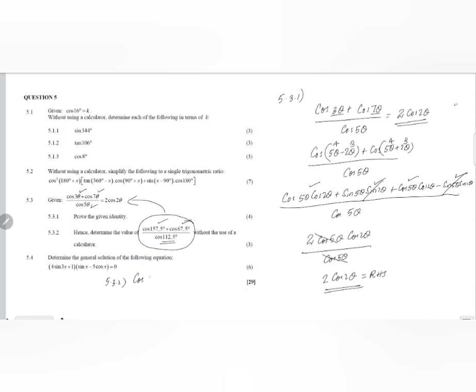So we can write cos, instead of 157,5, we can write what? 7 times 22,5. Is it correct? Yes, just check with the calculator, you will see that. Plus cos 67,5, we can write 3 times 22,5. Is it clear? Yes. Divided by cos 112,5, we can write 5 times 22,5. Did you see that one? Isn't it the same as the previous one, where instead of theta, here you see 22,5, isn't it?